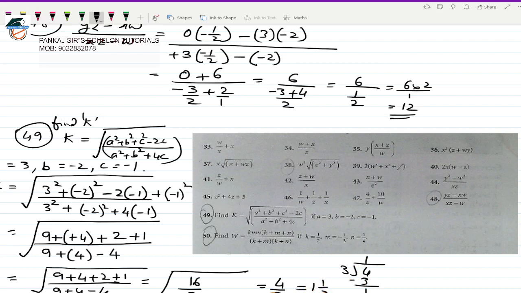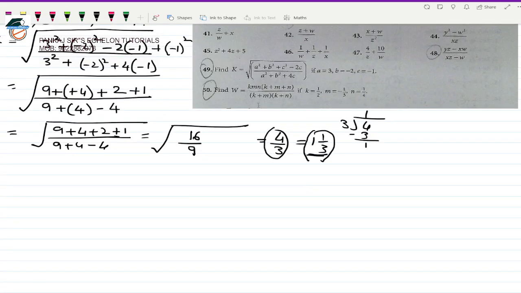1 by 3 should be your answer. Either 4 upon 3 or 1 by 3. Both is correct. Okay. Now let us check the answer behind. It is 1 by 3, which is absolutely correct. So there was this c square that I had missed out. Okay, silly mistake from my side. And that was question number 49.